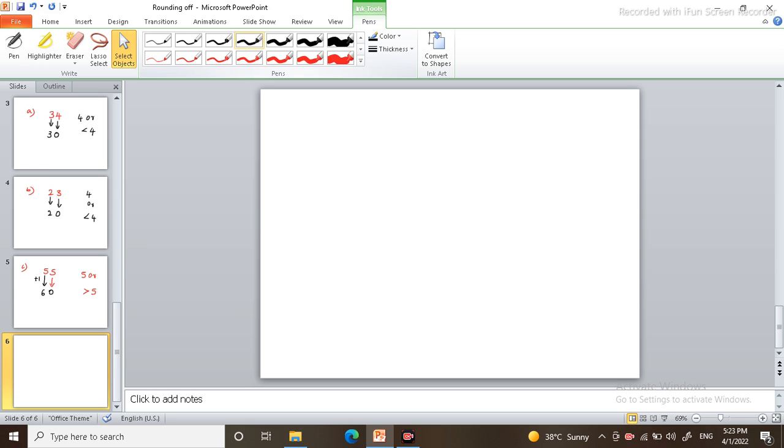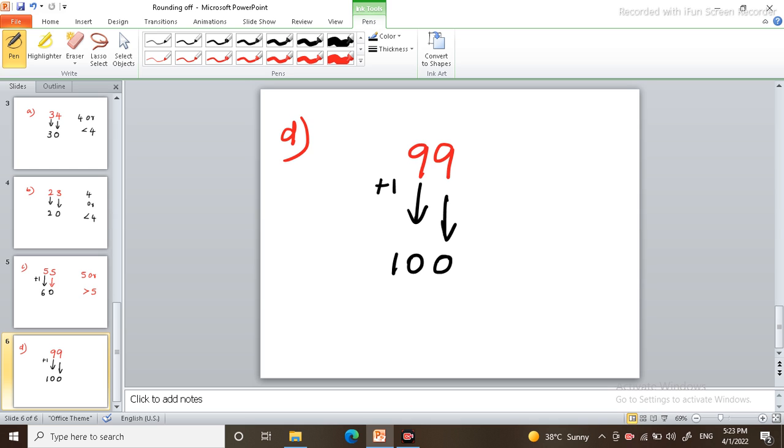One more example. Any number you can consider, so I'll take 99. See, in ones place it is more than 5, so keep 0 in ones place. In tens place add 1, so 9 plus 1 is 10. So when we round off to the nearest 10, 99 will become 100.